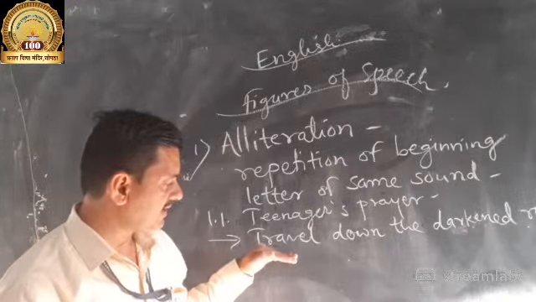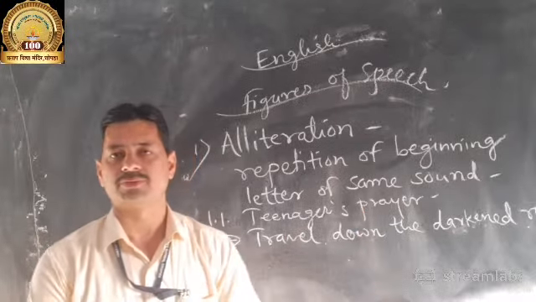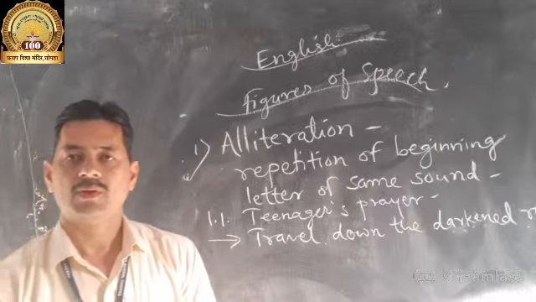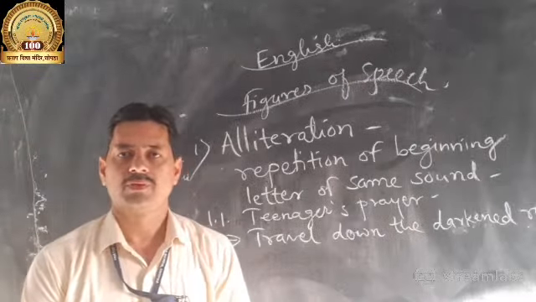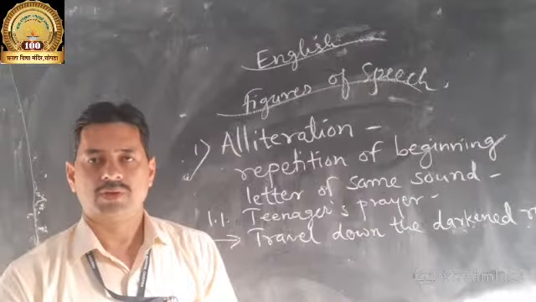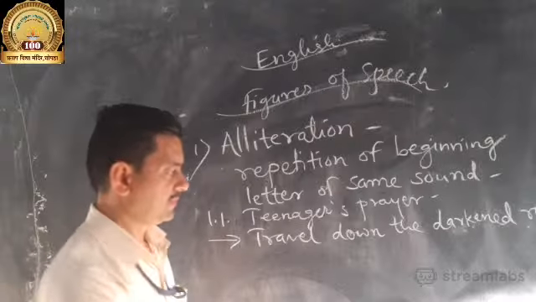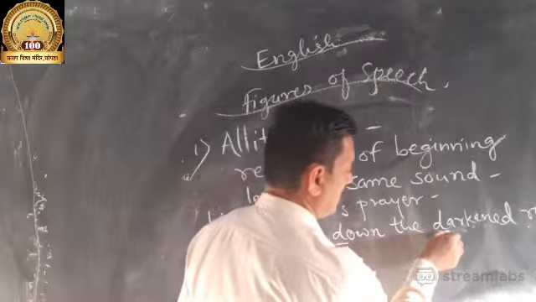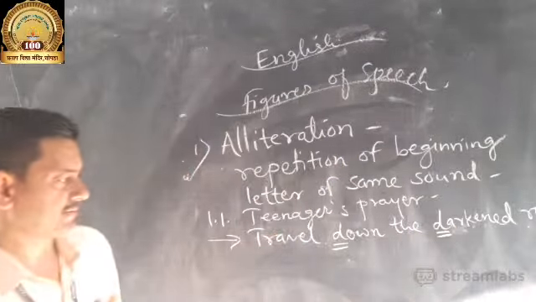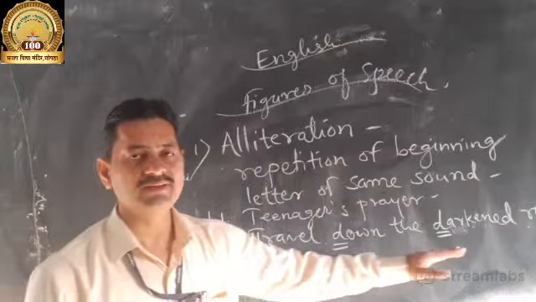The line is here: travel down the darkened road. Okay, very good, nice. That is D, of course. D sound is repeated here, D letter is repeated here. Travel down the darkened road.